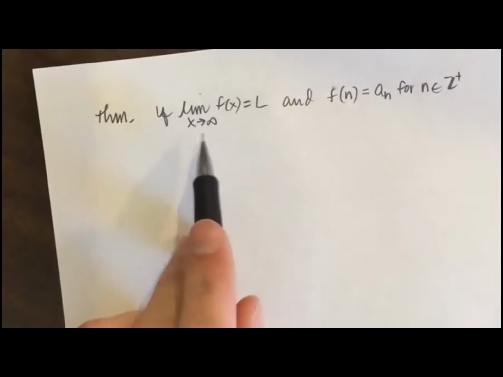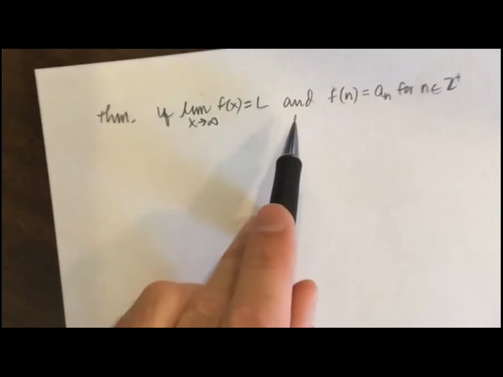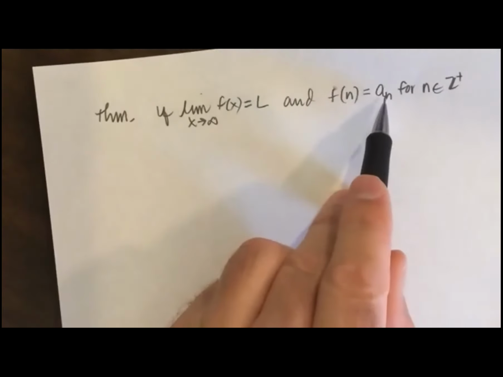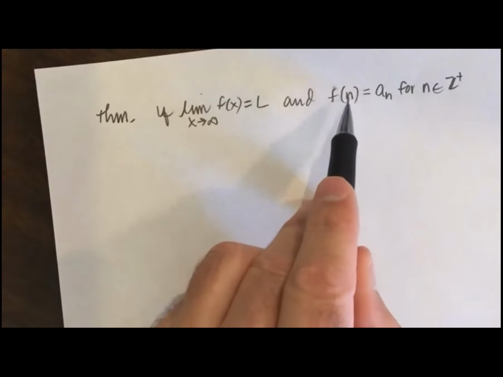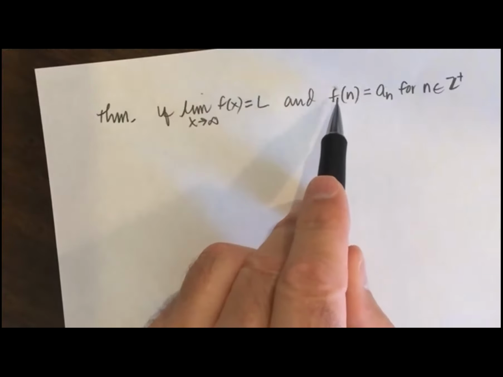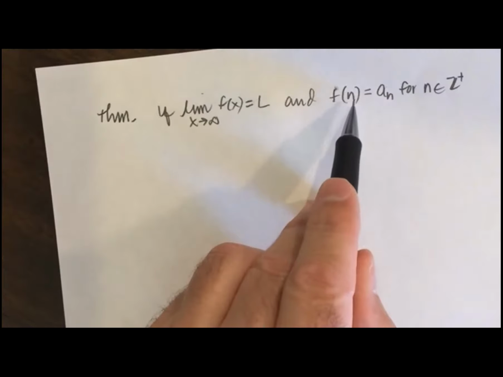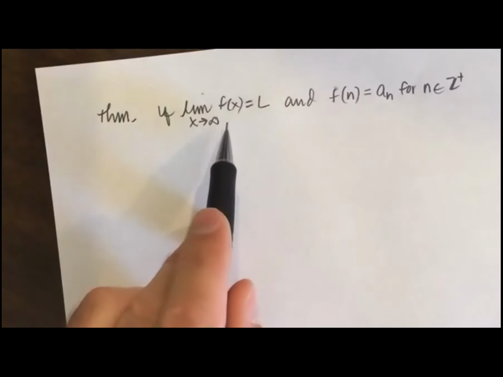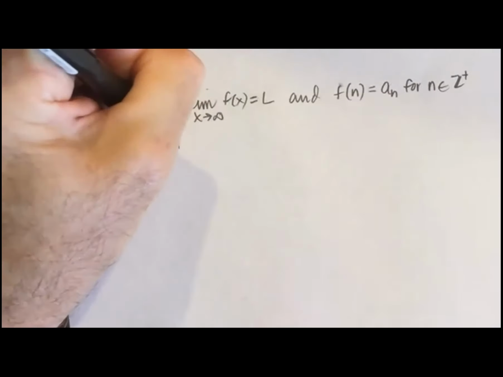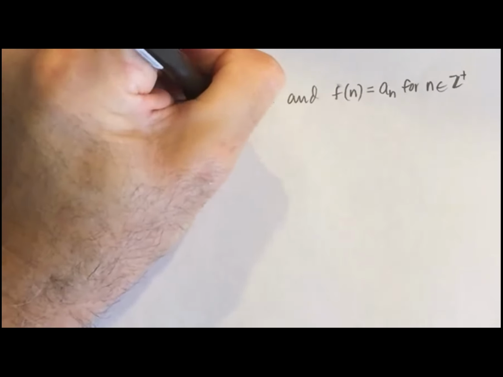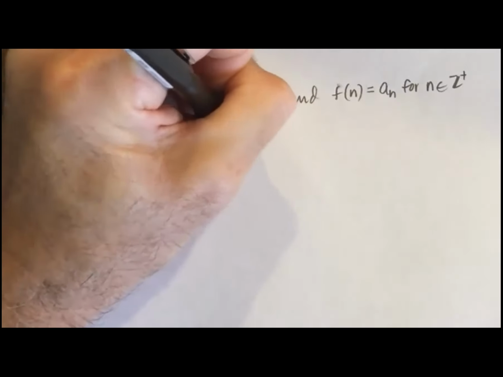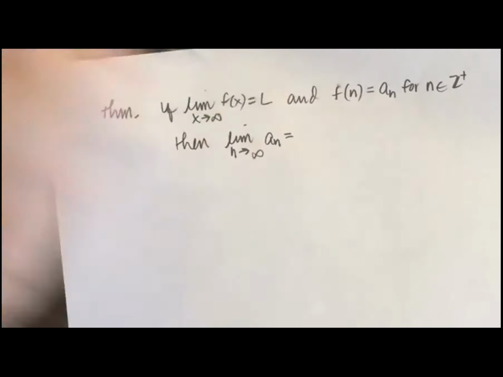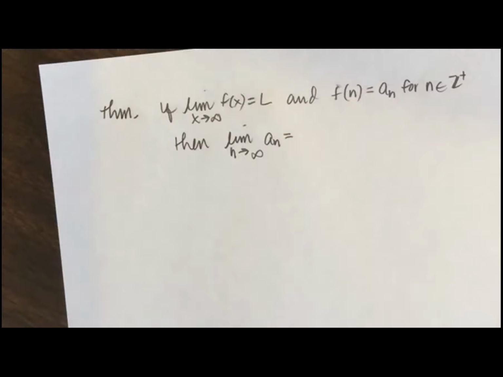So what does this say? This is saying I've got a function and I know where it's going. And the values of my sequence are following right along the function. Because if I take f of the integer values, I'm going to get a value that's on this function. Well, that means the sequence is following the function. So what do you think we can say? Then the limit of the function would equal the limit of the sequence. Right on. Then the sequence has to go to the same place.